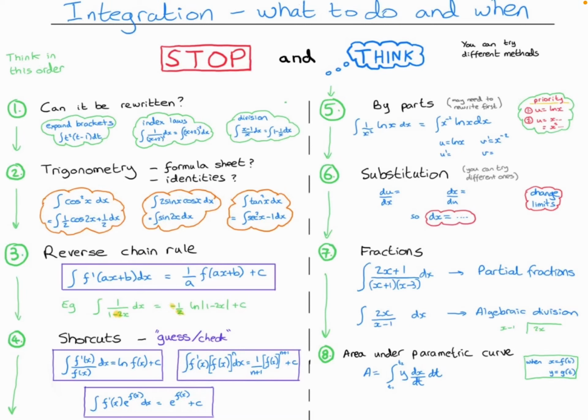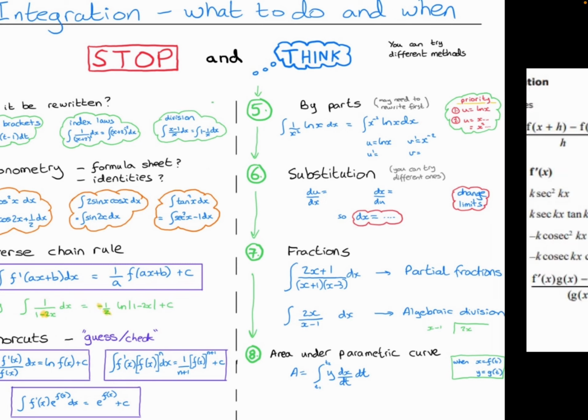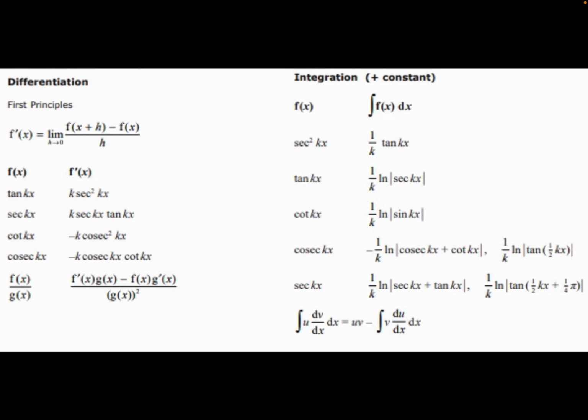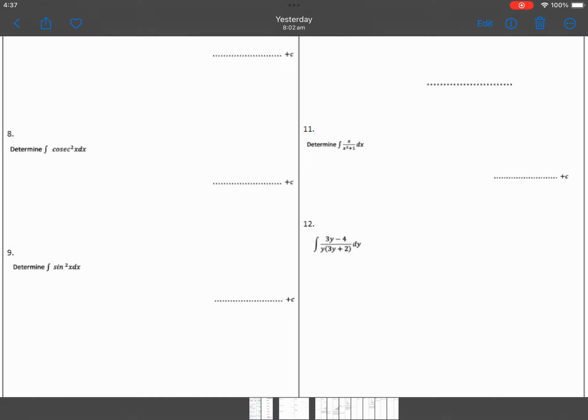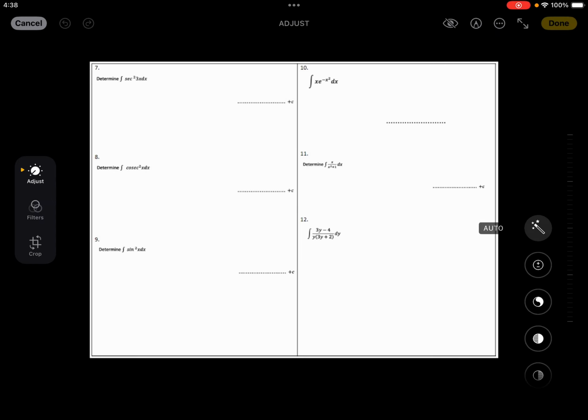Remember that we're following the integration what to do and when flowchart when doing integration. And remember that we've got the differentiation and integration formulae for trigonometric functions in your formula book.